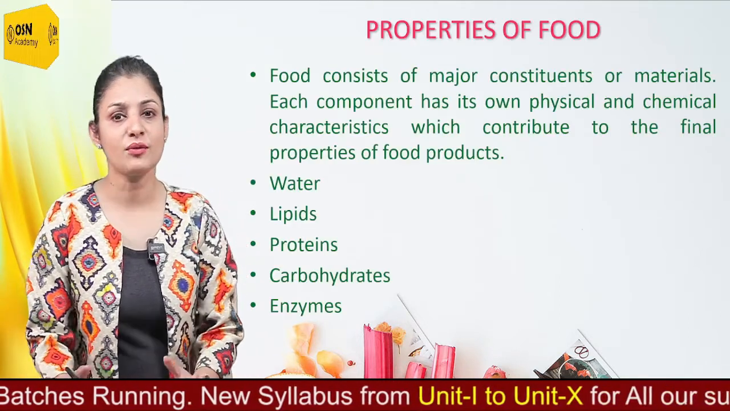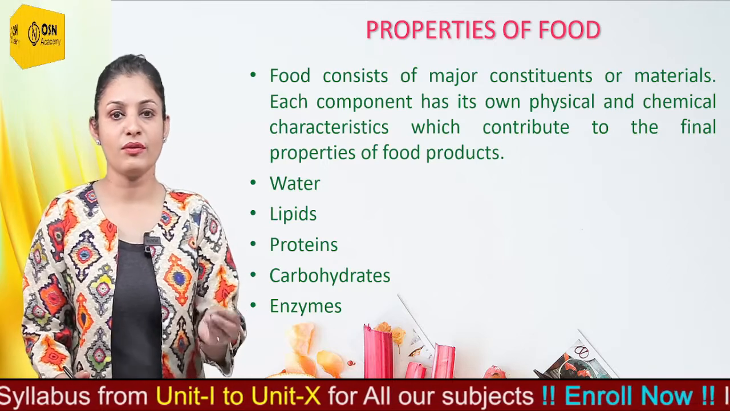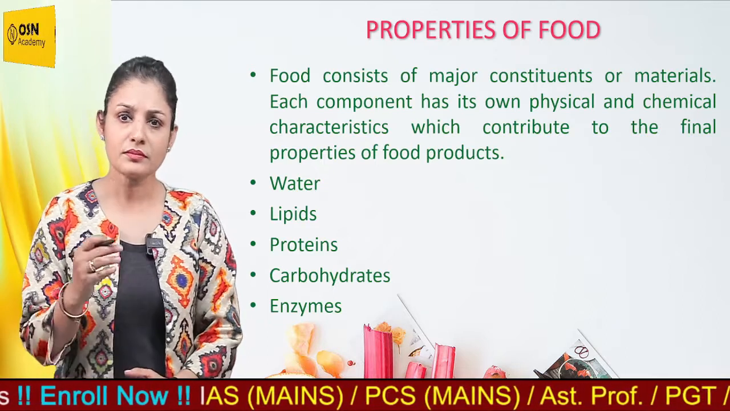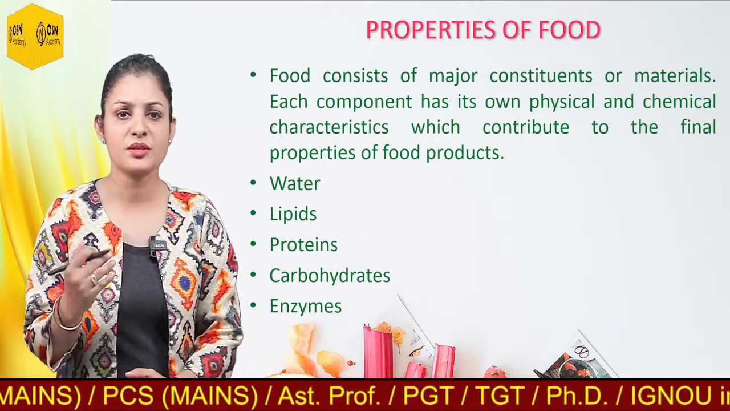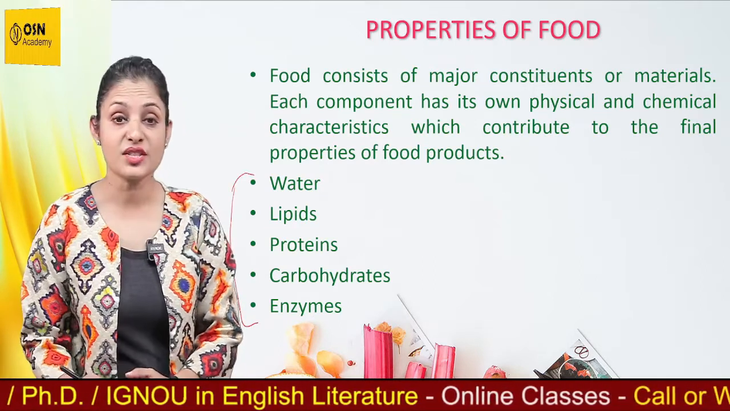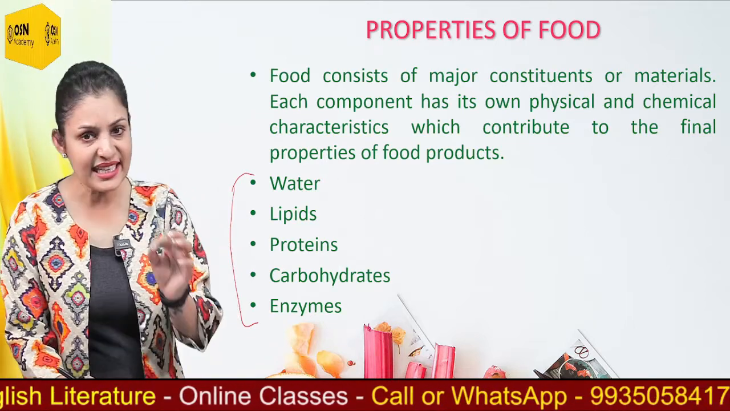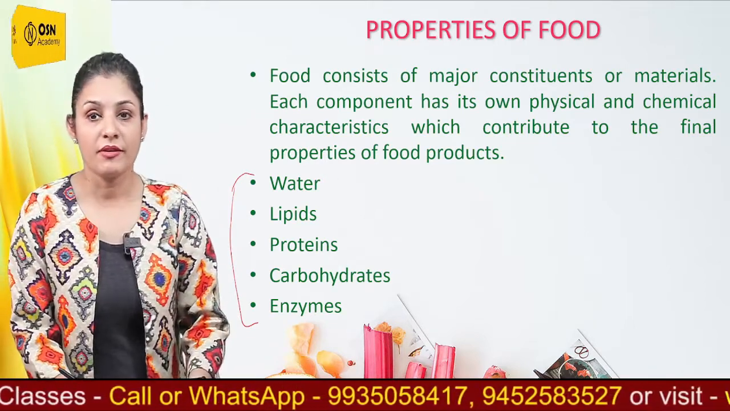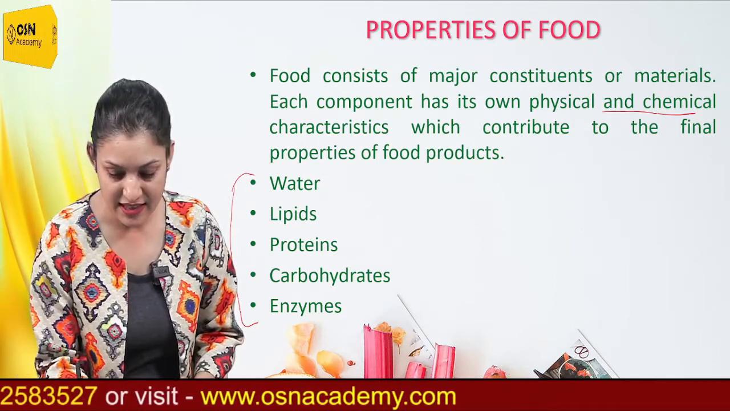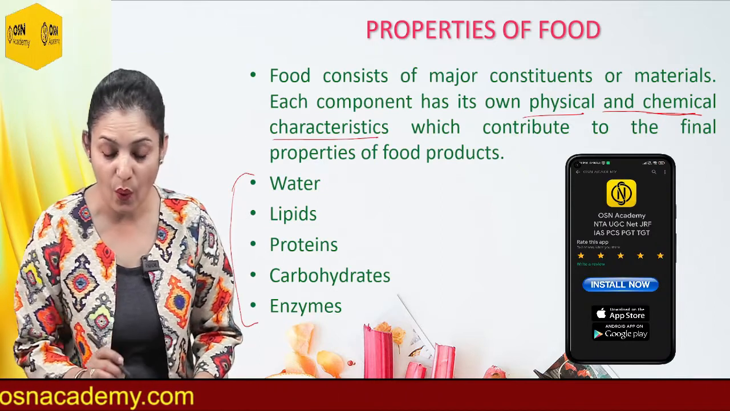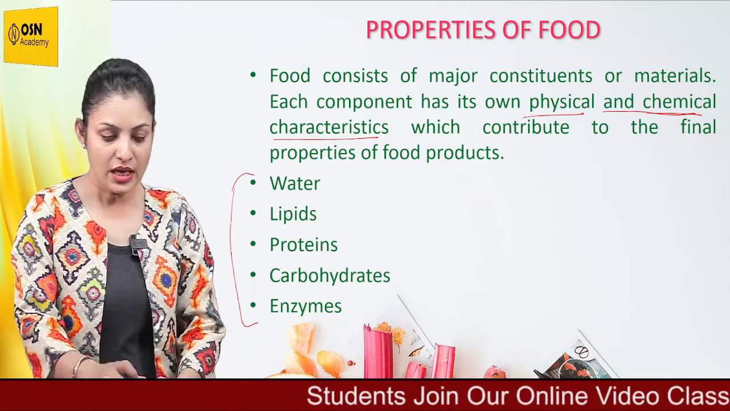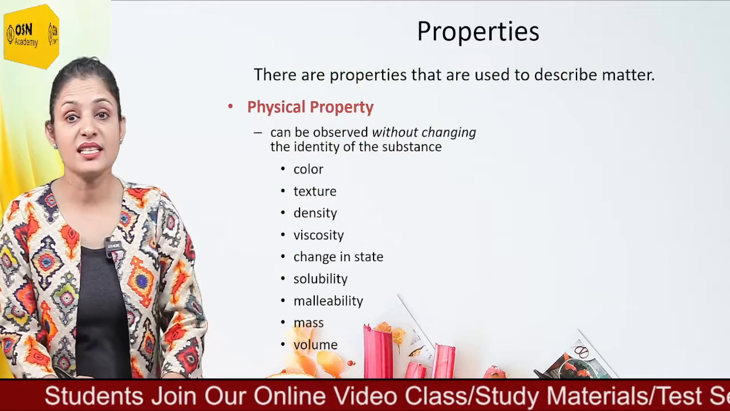Now the properties of the food: basically, all foods have various constituents in them, like water, lipids, proteins, carbohydrates and enzymes. These are the constituents which make up a food, and each component has its own physical and chemical characteristics. These physical and chemical characteristics give the final property of the food product. Okay, so let's talk about what these properties are.